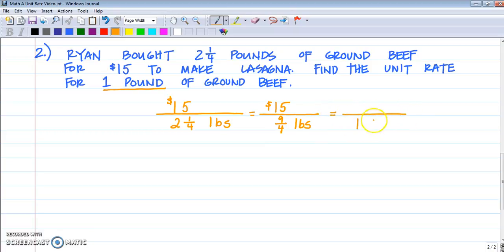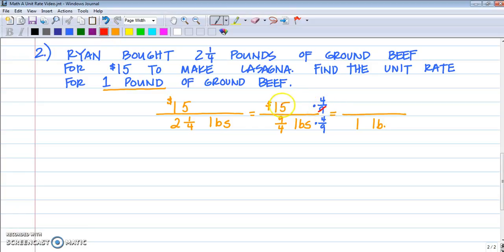And then what I'm after is a denominator that is 1 pound. And in order to do that, I need to take the numerator and the denominator of the fraction I currently have, multiply by the same thing, which is going to be the reciprocal of 9/4, which is 4/9. And that's because 9/4 times 4/9 is 1. I'm going to do that in the numerator. I'm going to do some cross-canceling here.